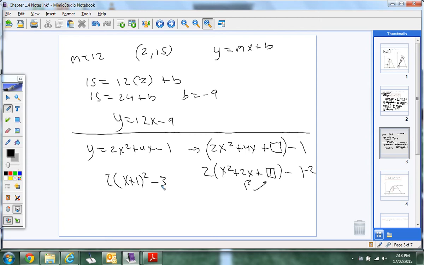How did you get the 1 in the box? How did you decide that? This guy? Yeah. Half the middle and square it. That's the pattern for completing the square. So I have 2 and I got 1. I squared 1. I put it in the box. We always do that. It was a simple number, so it looked weird, but that's what you do there.